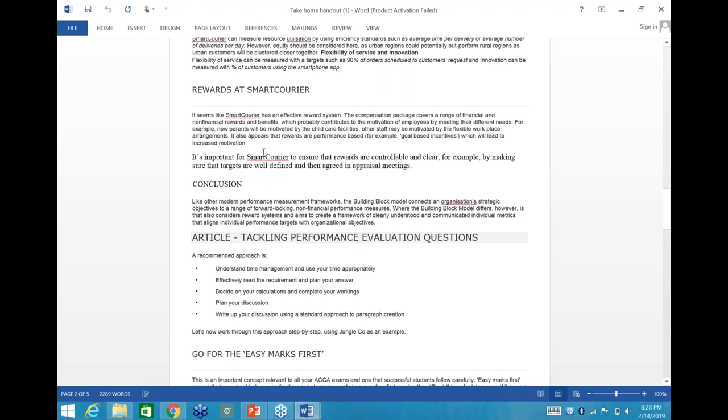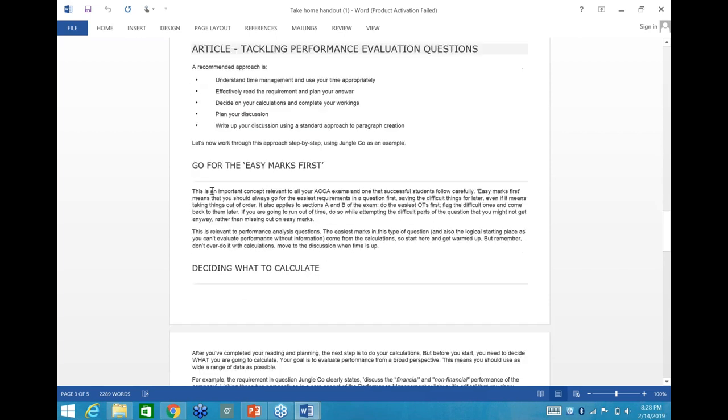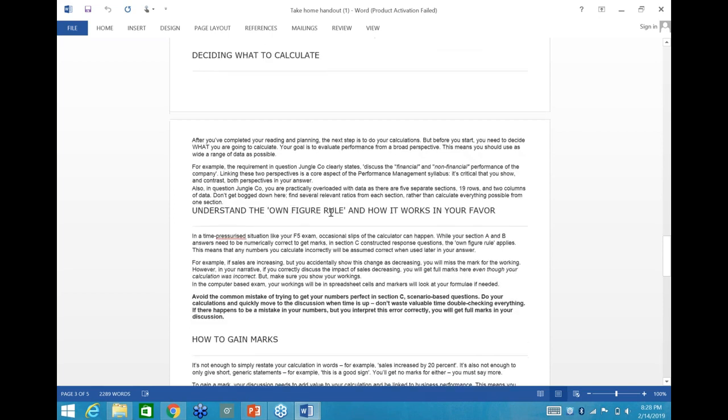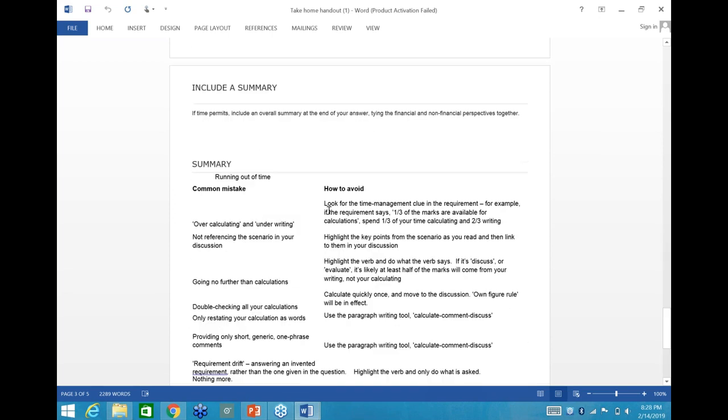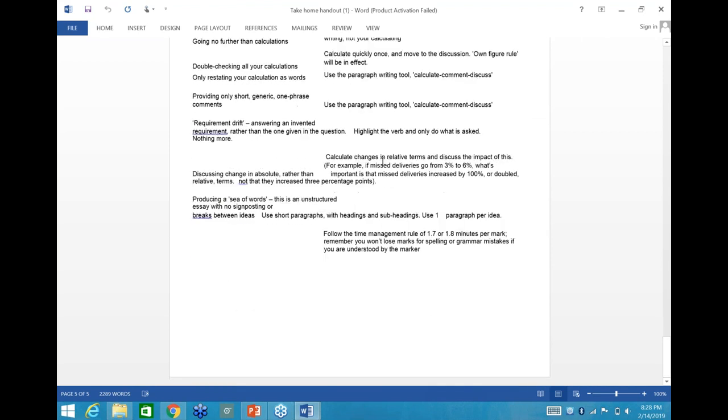And this is from that other article which I have summarized. So if you don't go through the articles and you go through these two, it's actually fine, because I've summarized and put down the important tips from those two articles for you. Tackling performance evaluation questions: go for the easy marks first, decide what to calculate, understand the one figure rule, and more importantly, what the common mistakes are and how to avoid them. That's understandable once you read it. I would advise you to go through that as well.